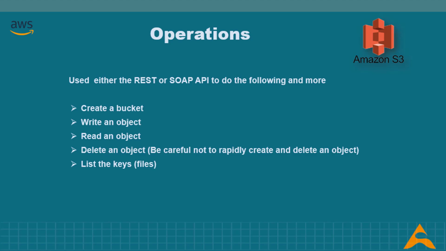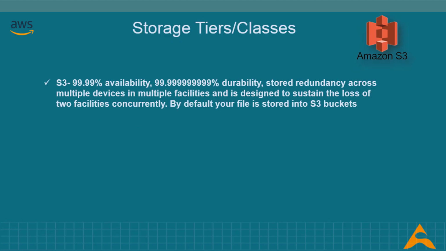S3 provides four-tier storage classes. S3 Standard is the basic class of storage. By default, your file is stored in S3 buckets, and it has 99.99% availability and eleven 9s of durability. It is stored redundantly across multiple devices in multiple facilities and is designed to sustain the loss of two facilities concurrently. If you use any object very regularly, it is advised to store it in an S3 bucket. It is very easy in retrieval.